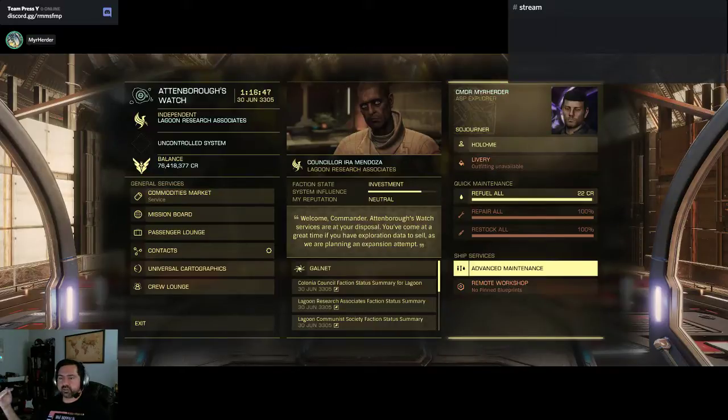3 layers. There's the Alliance, Empire, and Federation. Then below that, there's the 11 main factions. And then there's the minor factions, which there's like half a dozen per star system. But this minor faction, like we're looking at Counselor Ira Mendoza.